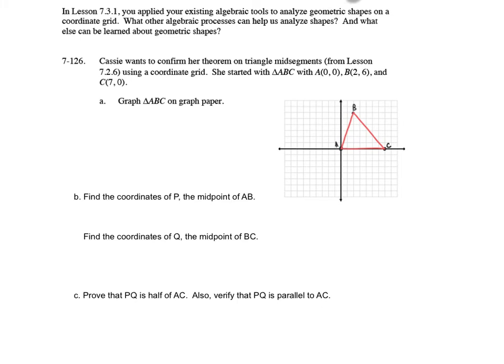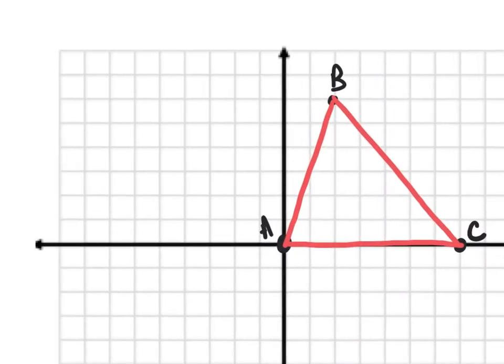All right, so now that I have it graphed, it tells me to find the coordinates of P, the midpoint of AB. So as I look at this, I need to find the point that's halfway between A and B. Now I have a couple options here, but I think I'm going to start by getting a little bit more information to figure out how far apart A and B are.